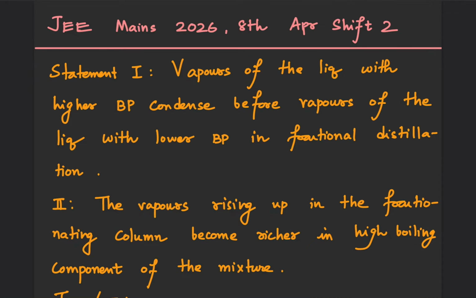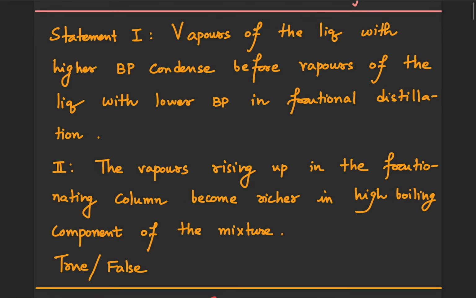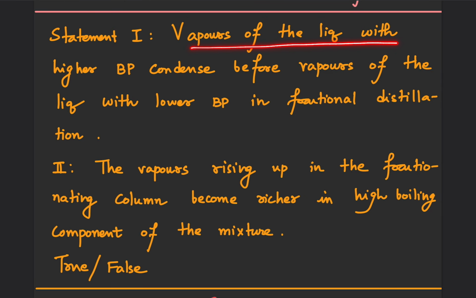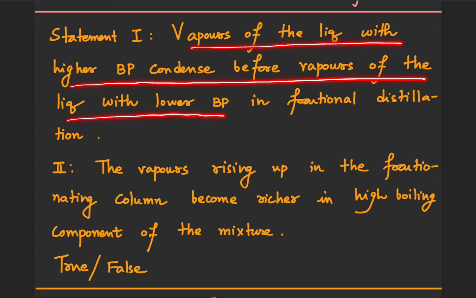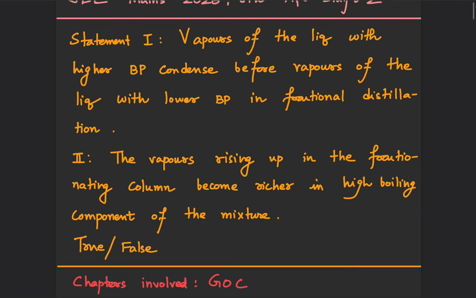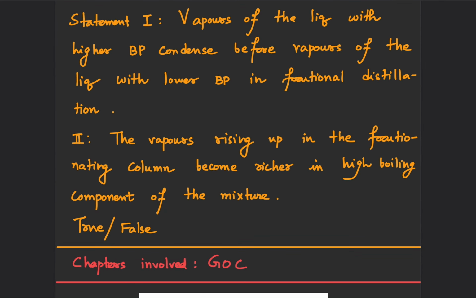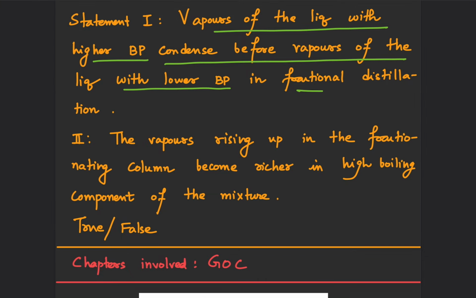Hello everyone. So this is a question from JEE Mains 2026, 8th April Shift 2. Statement 1: Vapors of the liquid with higher boiling point condense before vapors of the liquid with lower boiling point in fractional distillation. Okay. So vapors of the liquid with higher boiling point condense before vapors of the liquid with lower boiling point in fractional distillation.